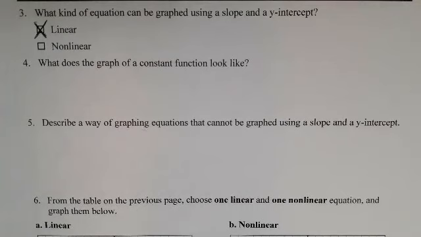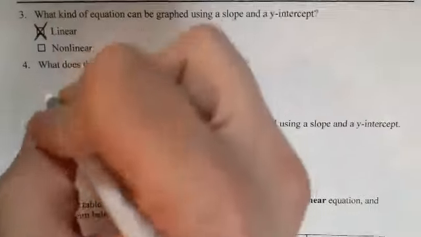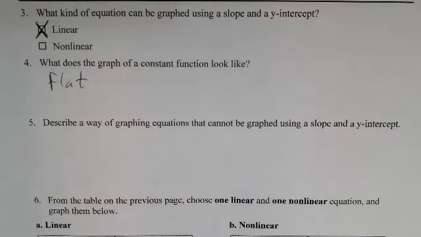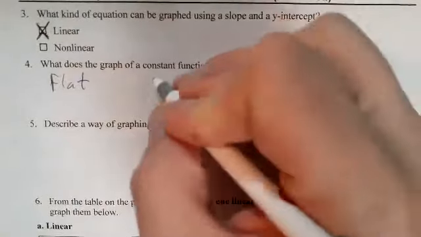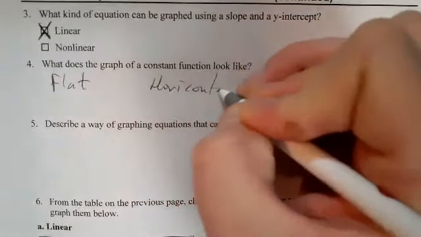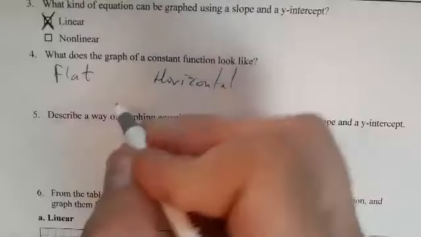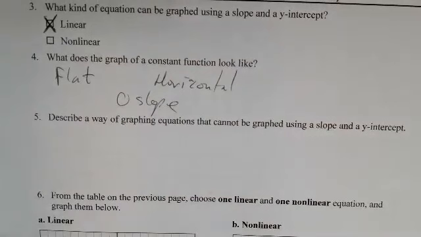What does the graph of a constant function look like? I want to say just the most kind of flat. I don't know. It looks flat. Probably the better mathematical term: a horizontal line, zero slope. These are all descriptors that you could probably say. It looks constant. It doesn't change up and down.